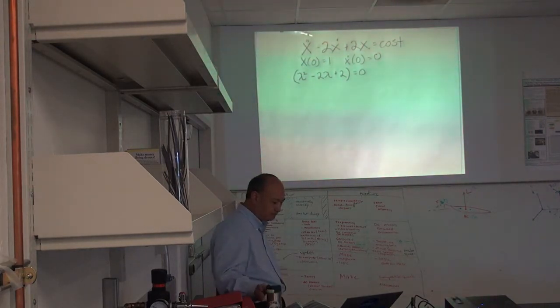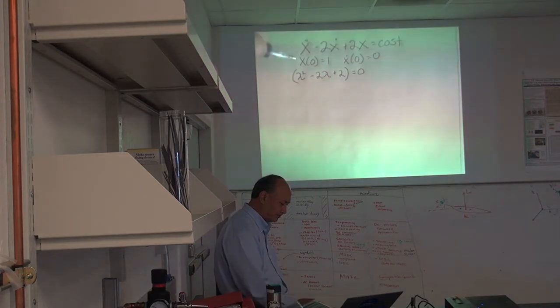This isn't too easy to factor. I mean, you could do it by completing the square. That's another way, but the quadratic formula will work in this case. So we'll have lambda equals negative b, the middle term, negative negative 2 will be positive 2.